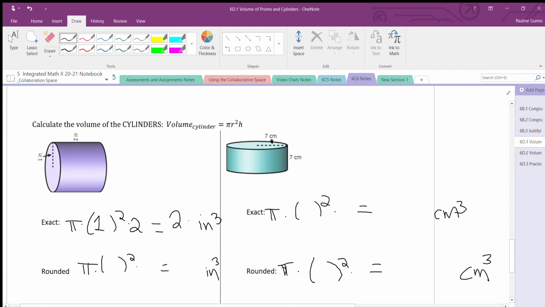Oh, whoops, that looks ugly. Let's do that again. There we go. And let's put it into my calculator. I got 6.28.